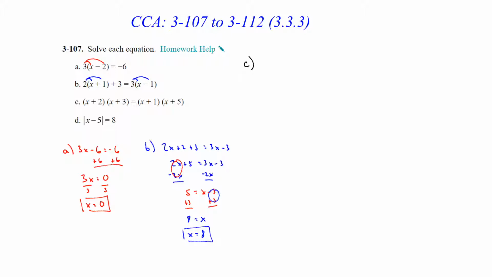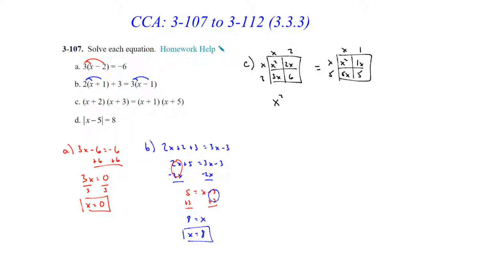Question C. We're going to be using the generic rectangle on this one, or you can use the distributive property. So we'll go ahead and set up the generic rectangle. We have an x plus 2 and an x plus 3, so that's x squared plus 2x plus 3x plus 6. That's equal to, we're going to do another generic rectangle. We have an x plus 1 and an x plus 5. So that's x squared plus 1x plus 5x plus 5.